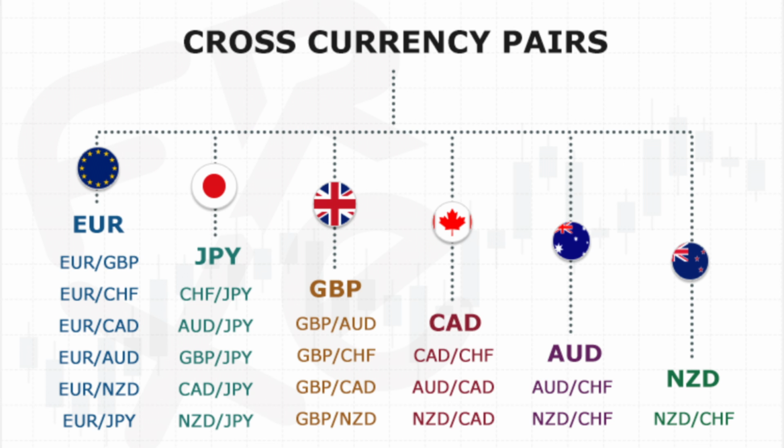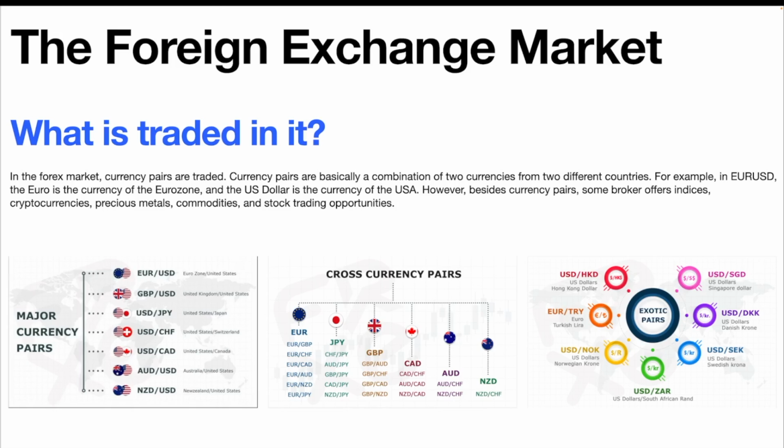These are a little bit more rare than major currency pairs. Major currency pairs you'll most likely find in just about every broker, whereas the cross-currency pairs you won't find each and every one of them in every single broker.